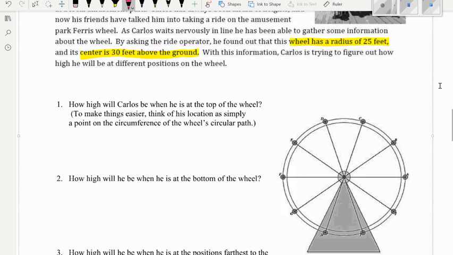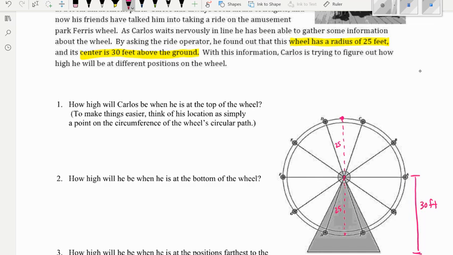So if we want to figure out how high we are at the top of the wheel, that would be here. So we have to think about our given information. It told us that the wheel has a radius of 25 feet. So from here to here, I know is 25. I also know from here to here is 25. And it also told me that the center of the wheel, from here to here, is 30 feet above ground.